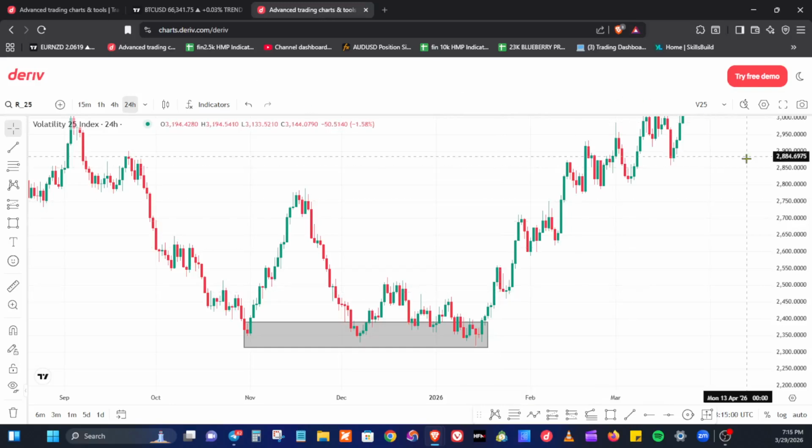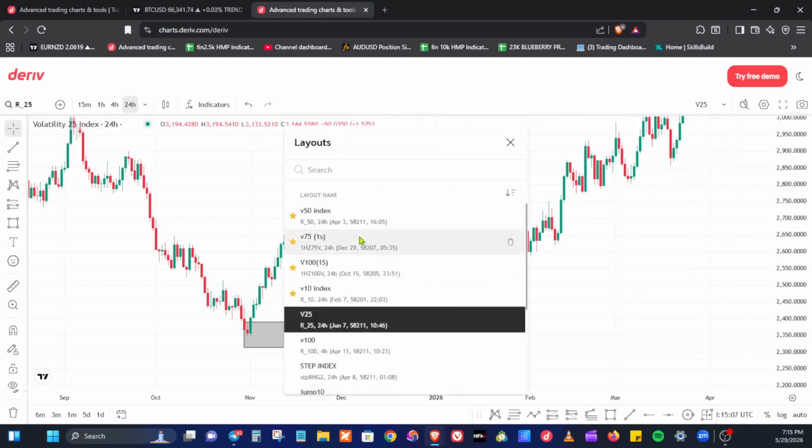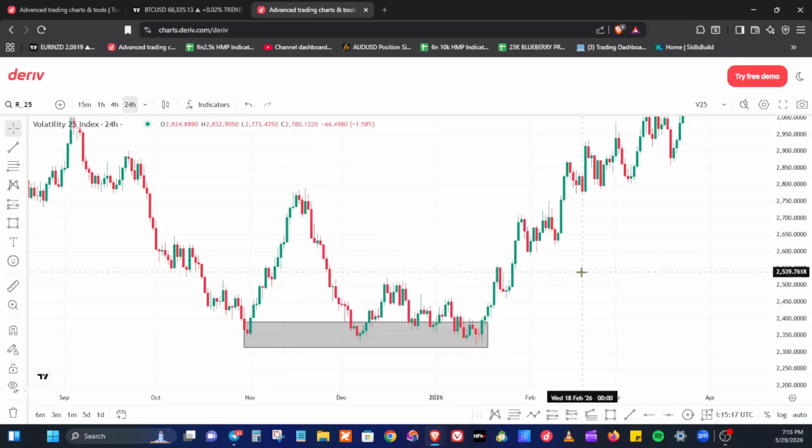Okay, so if you want to bring out your saved layout, you click on open layout. If you click on open layout, you will be able to see all the saved synthetic pairs that you have. So you'll be able to see all of them here. For the sake of time, this video is recorded so that you can go back and watch it to understand what I'm explaining.